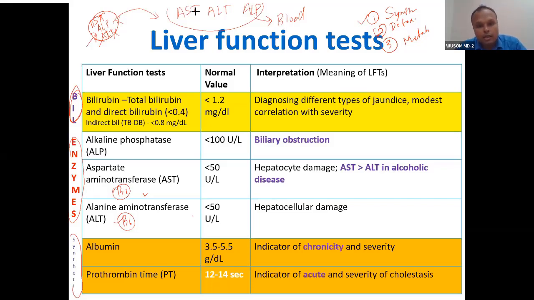So this is the reason for doing these tests: ALP, AST, ALT. So you know this is the synthetic function. If the liver is damaged, synthesis will be low. Prothrombin is low, and that is why PT, prothrombin time, will be high. So this is how you can see, if there is liver damage, bilirubin will also be high.